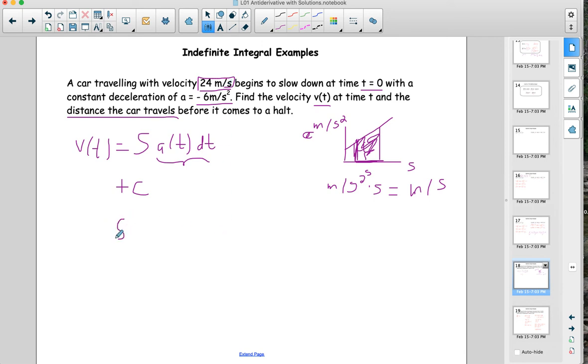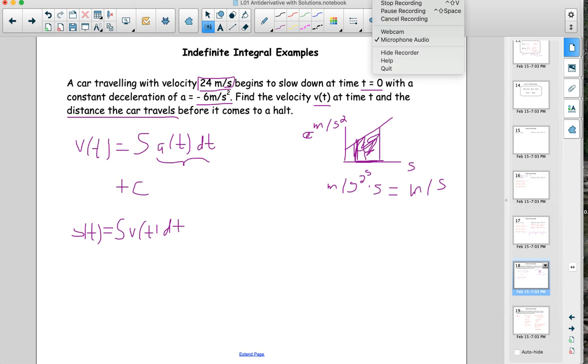And then if you take the integral of v of t, the integral of velocity with respect to time, that should give you your position function, and that's the function you need to figure out how far the car travels before it comes to a halt. So that's the end of my hints. I'm going to pause, just as a reminder. You should try and solve this now, and then I'll take it up with you.